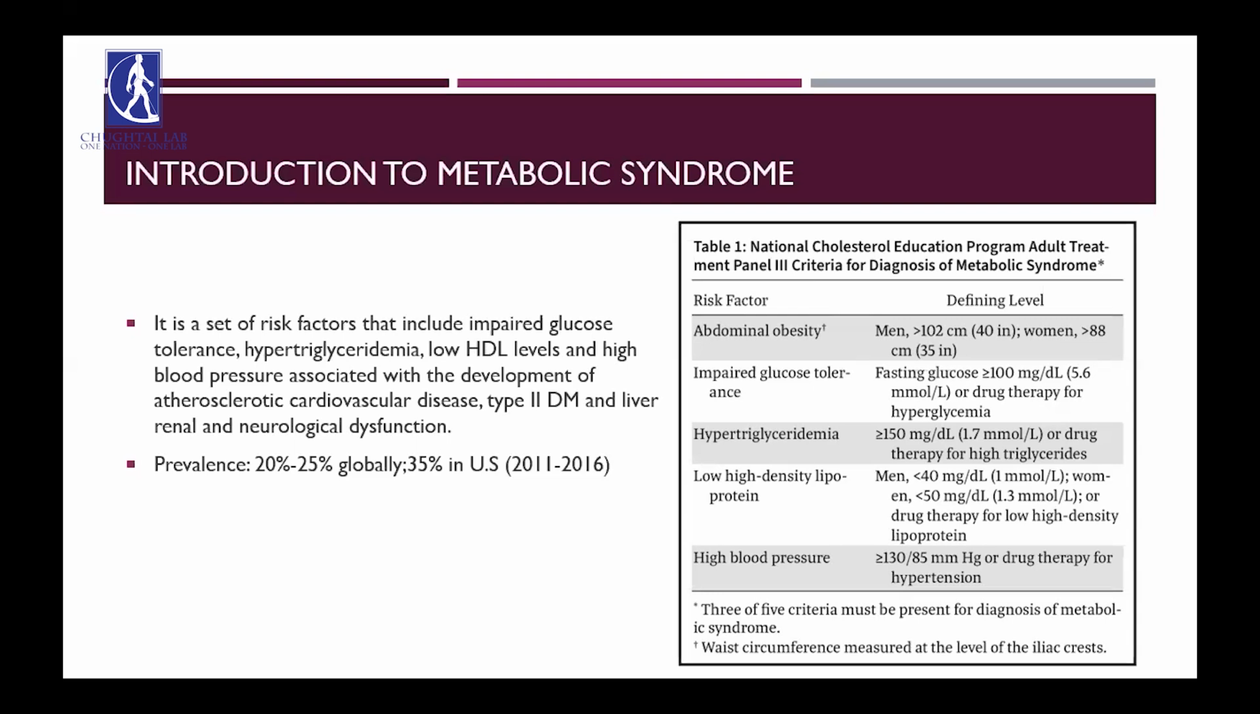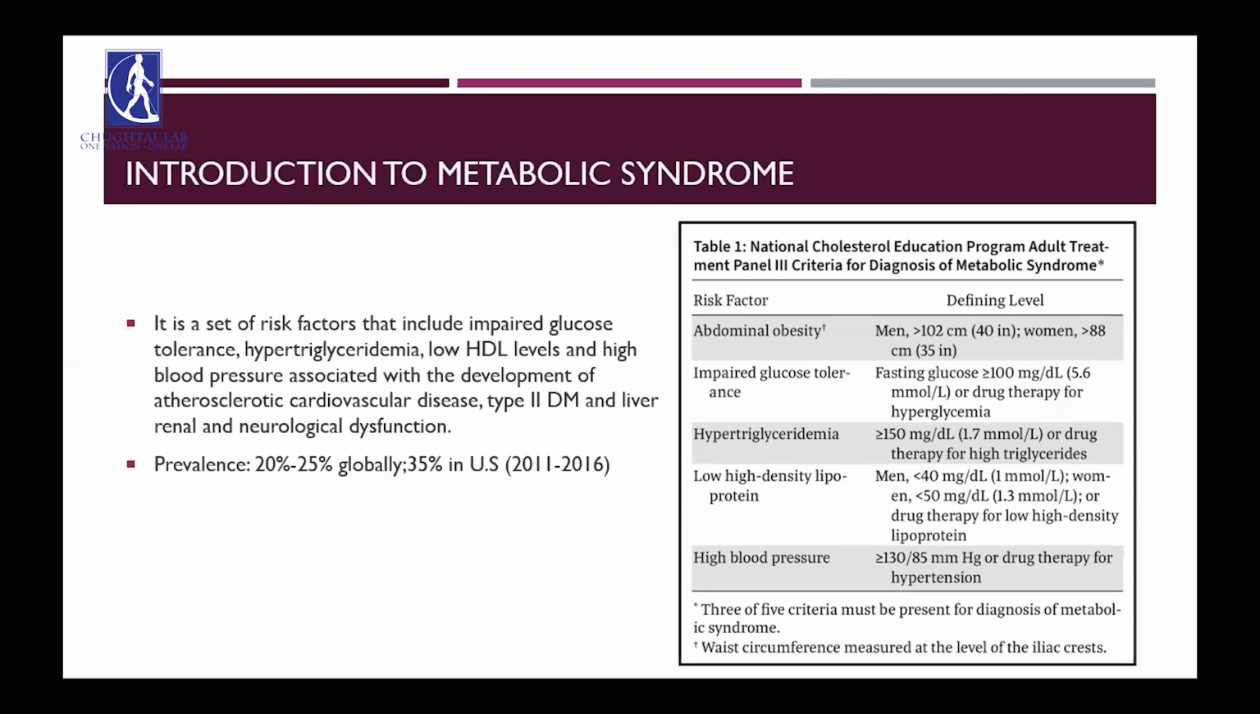So we follow National Cholesterol Education Program ATP criteria 3, which requires 3 out of 5 of these major risk factors to be present in a person for the diagnosis of metabolic syndrome. This includes abdominal obesity in men greater than 102 centimeters, in female greater than 88 centimeters. Impaired glucose tolerance or fasting glucose of greater than or equal to 100 milligrams per deciliter.